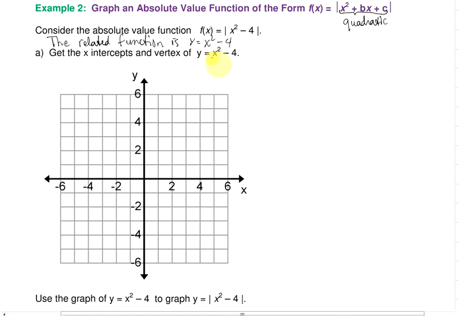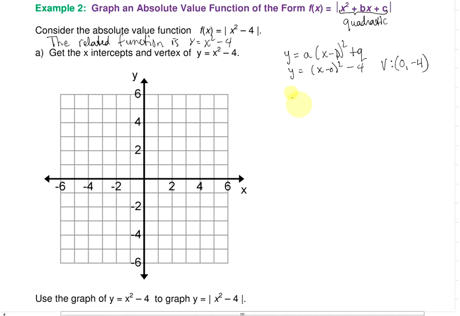Alright, so let's start with the vertex because that's fairly basic. Remember we have this in the form of y equals a times (x minus p) squared plus q. If we put this in that form, we get y equals, a is 1, so we don't have to worry about that, and then (x minus 0) squared minus 4. And so we have a vertex which is at 0 and negative 4.